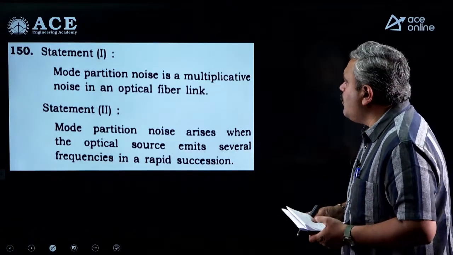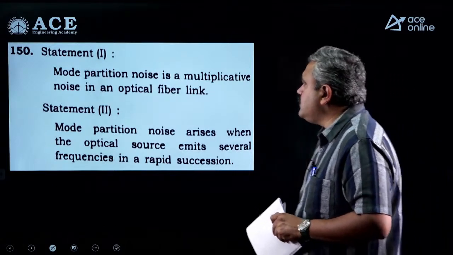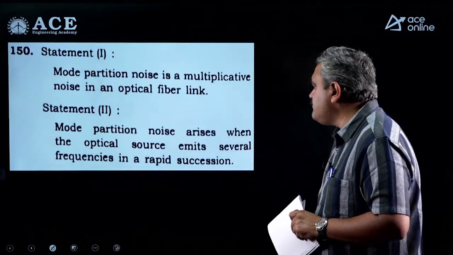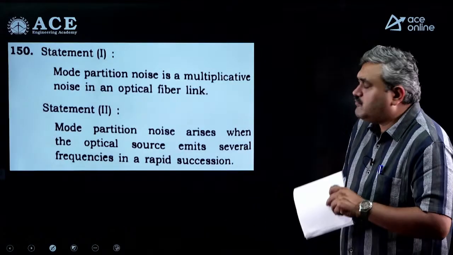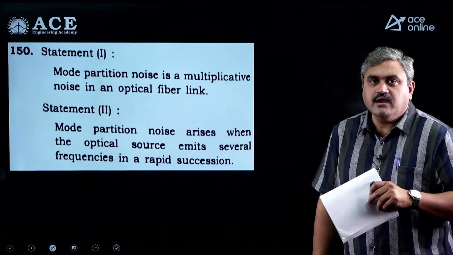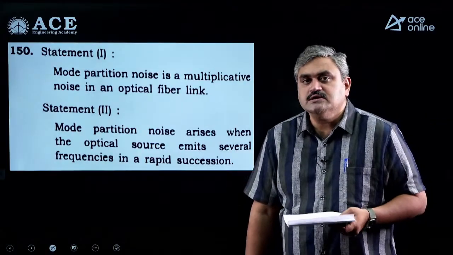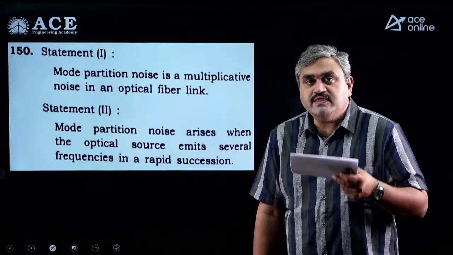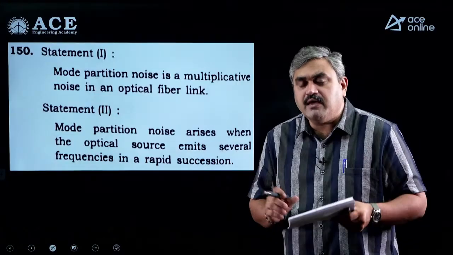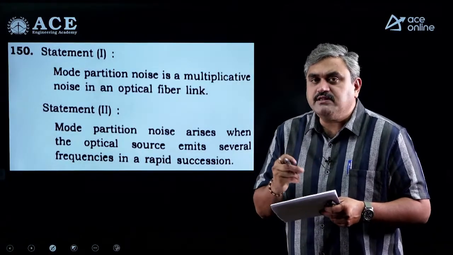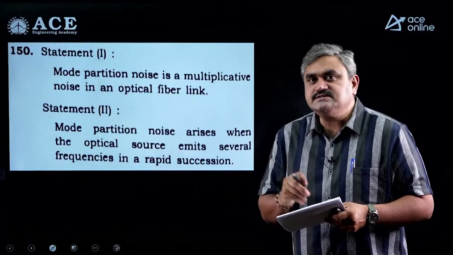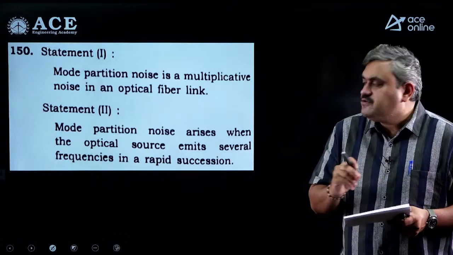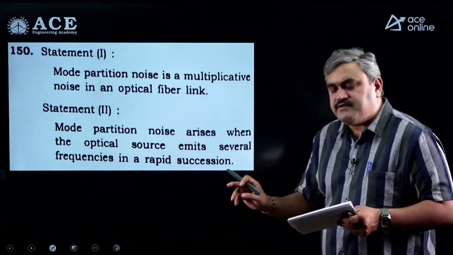Next, mode partition noise is a multiplicative noise in an optical fiber cable, and it arises when the optical fiber source emits several frequencies in rapid succession. Whenever you have a laser source especially, it keeps on giving different modes. So you get different wavelengths and different frequencies. When these get transmitted and become linked with your optical fiber cable, it creates a distortion. That distortion is what we refer to as mode partition distortion. It definitely comes because of different wavelengths and different frequencies.